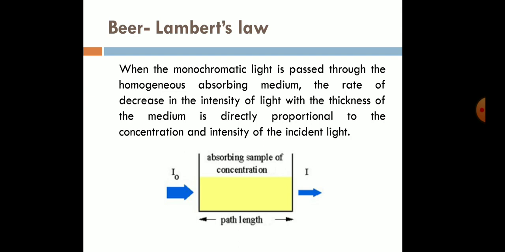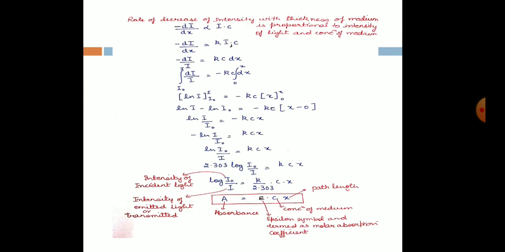And what the Lambert-Beer's law is telling is that the rate of decrease in the intensity of the light with respect to the thickness of the medium, that is x centimeter, let us say, is directly proportional to the intensity of the light, that is I naught, and directly proportional to the concentration of the sample which we have taken. Now we will derive the relationship for the Lambert-Beer's law by using this statement.